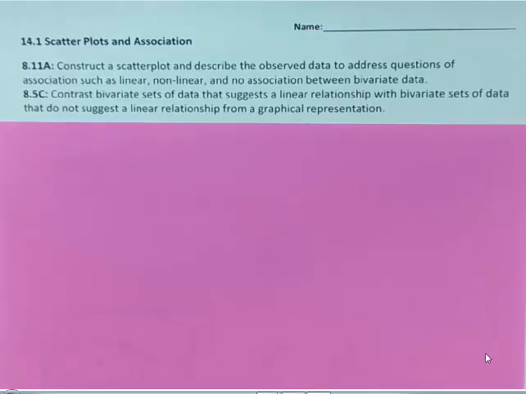Hey guys, today we're going to be talking about 14.1, which is scatter plots and associations. Please read the two TEKS that will be described in this lesson, which are 8.11a and 8.5c, before you begin.